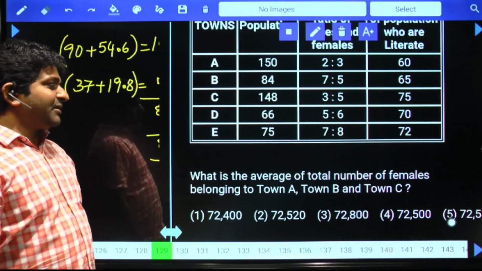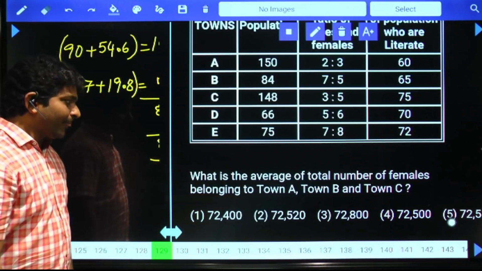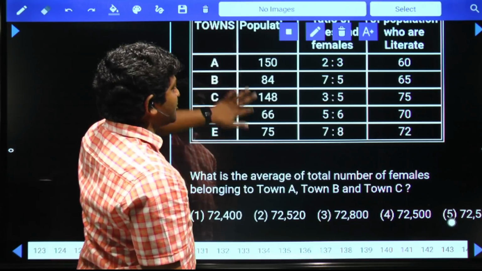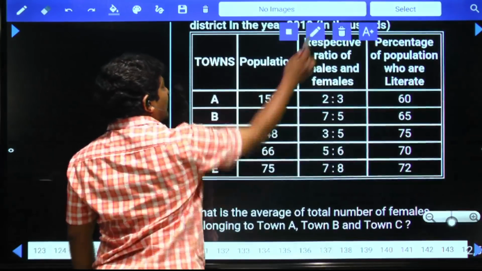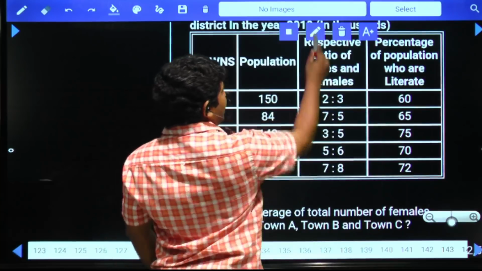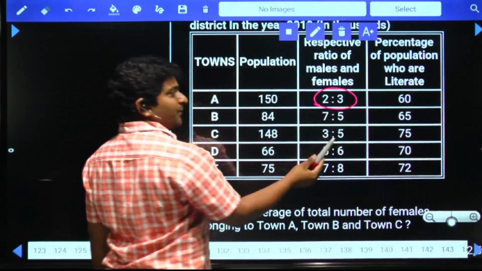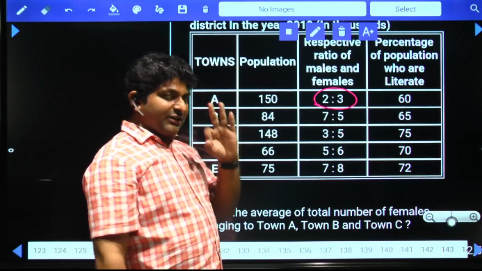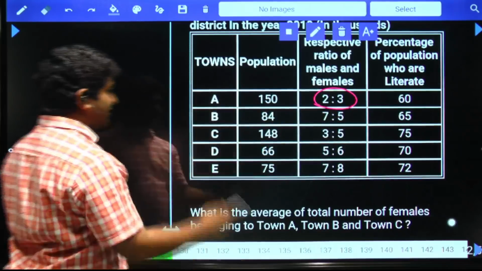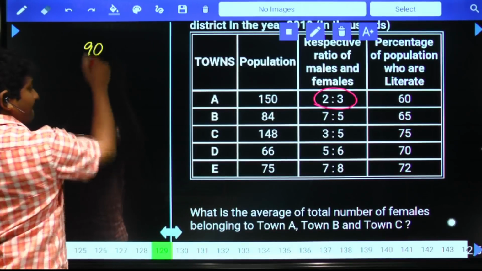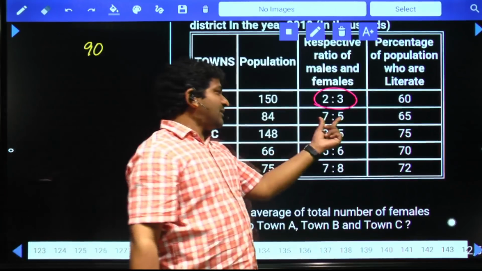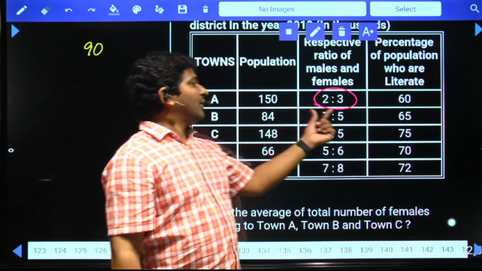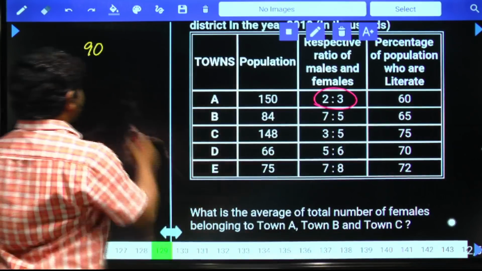What is the average number of female belongs to town A, B, C together? Average of female. Okay, A, B, C together. Now, out of 150, male and female are in the ratio 2:3. So 5 parts is equal to 150. Each part is equal to 30. Female are 3 parts. 3 30s, 90. 12 parts is equal to 84. 12, 7 times is 84. Female are 5 parts. 5 sevens, 35.